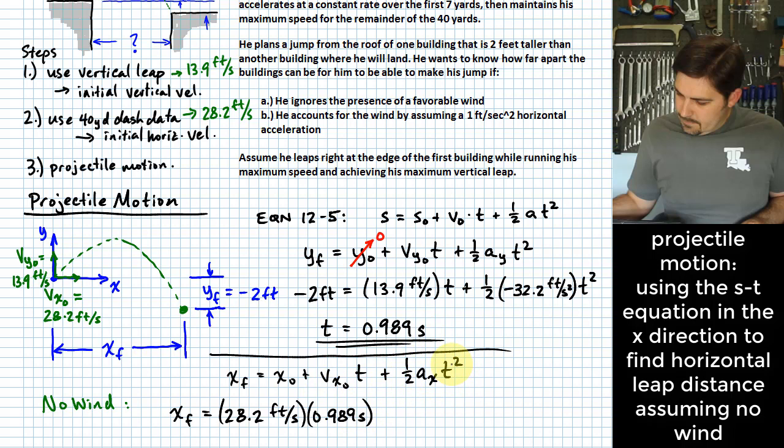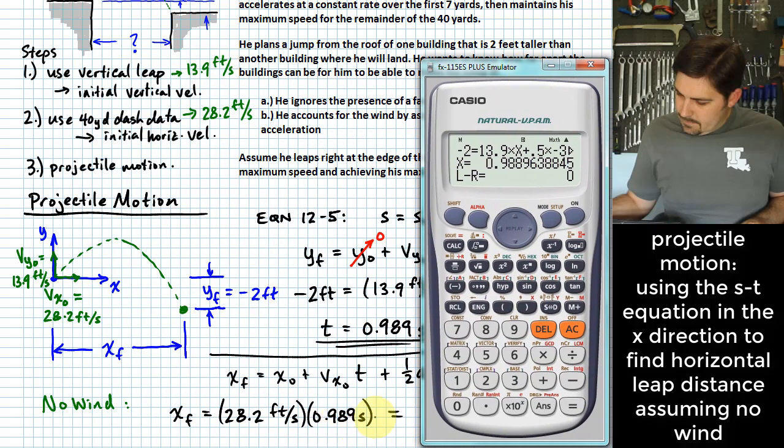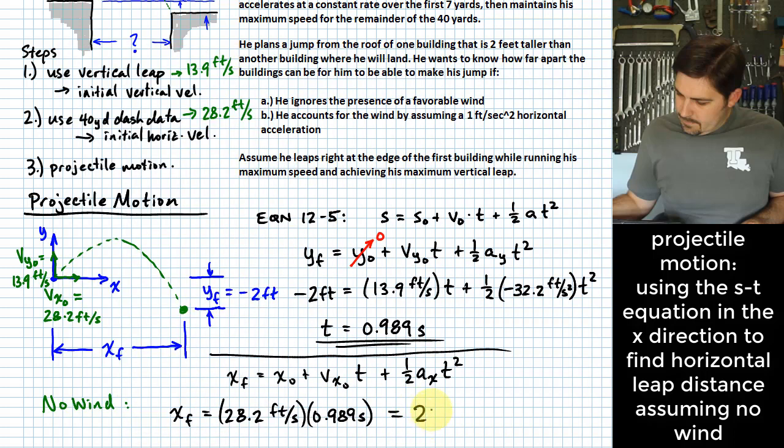If we're not evaluating wind, how much acceleration do we have in the x direction? The answer is none. So this is actually as much as we need to do if we're trying to figure out the case of no wind. Okay, and that's actually pretty simple to do. We already have 0.989 stored in x, so all I got to do is take x and multiply it by 28.2. And that tells me how far you can jump. 27.9, we'll just say, feet. That's if he doesn't account for any wind helping him whatsoever.